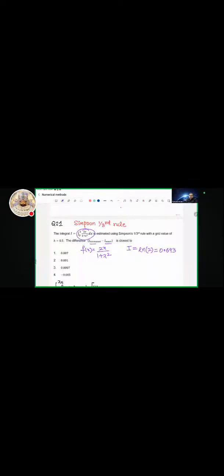0.69. Okay, this value is very important. Everyone can solve this. Does anyone have a problem in solving this integral? Please, I will help you. You can tell me in the chat box that you have a problem. So how do you solve it? What is the process you follow?